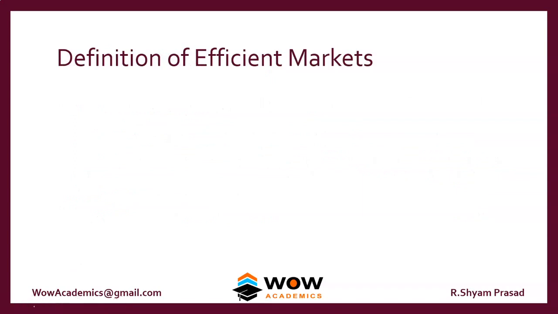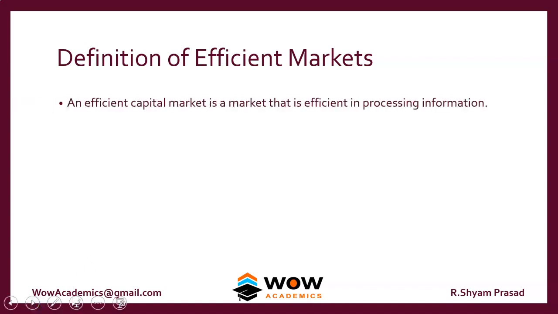So in order to understand the efficient market hypothesis, we will first understand the definition of efficient markets. An efficient market is one which is efficient in processing information. Whenever there's news coming about the company, can it digest the information and price the share accordingly? The more perfectly the market is able to analyze the information and price it accordingly, the more efficient the market is called.